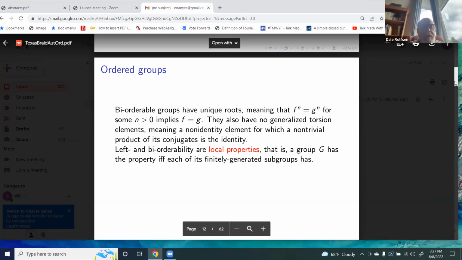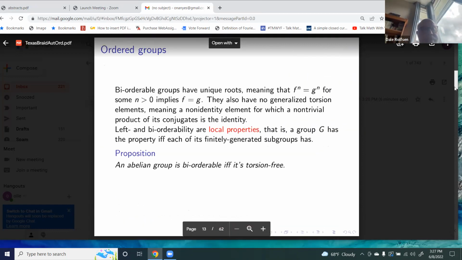Those orderability properties are local properties, meaning that a group has the property if and only if its finitely generated subgroups have it. For abelian groups, being bi-orderable is equivalent to being torsion-free.